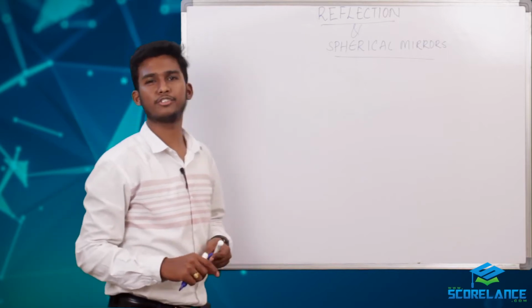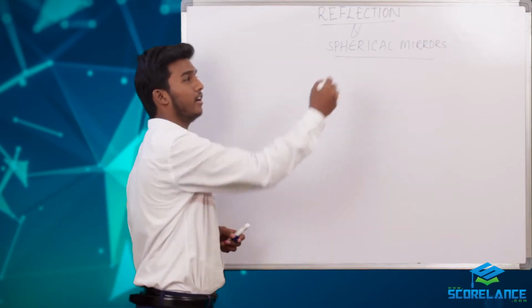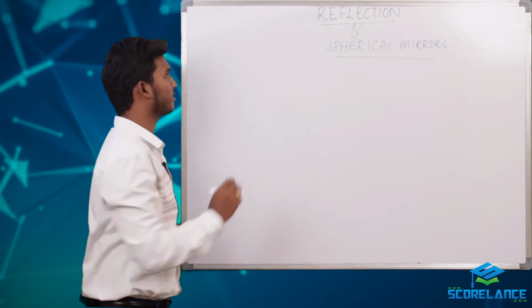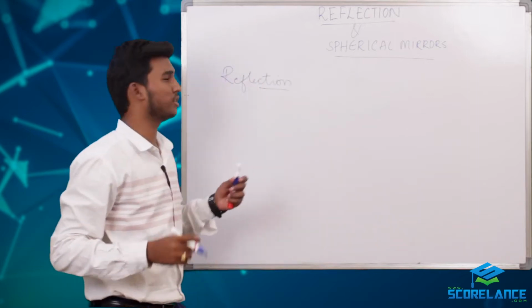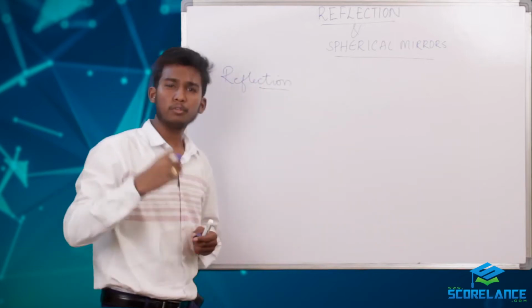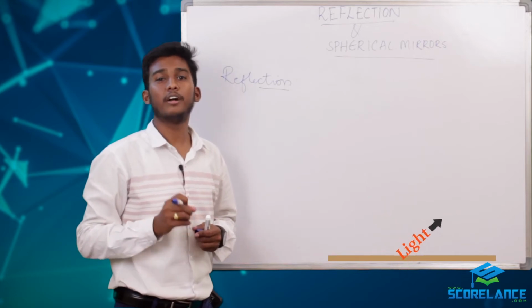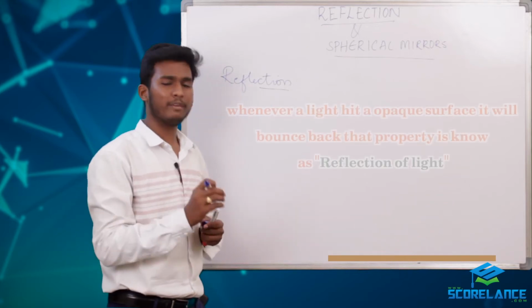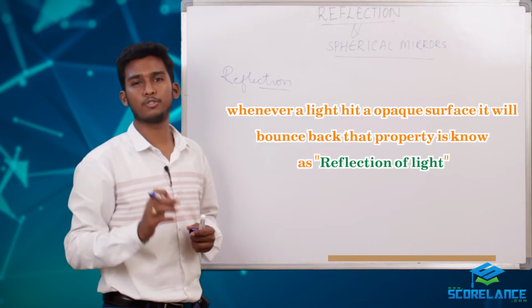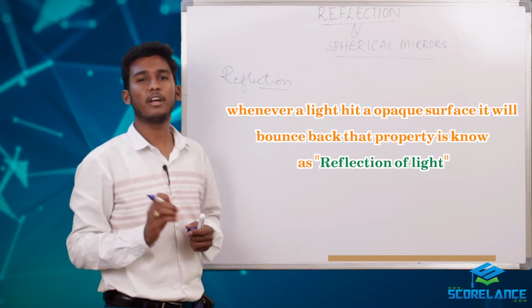Let us learn about the second lecture of this chapter, reflection and spherical mirrors. Now, what is reflection? I think every one of us knows what reflection is, right? The bouncing back property of light is known as reflection. That means whenever light hits an opaque surface, it will bounce back. That property is known as reflection.